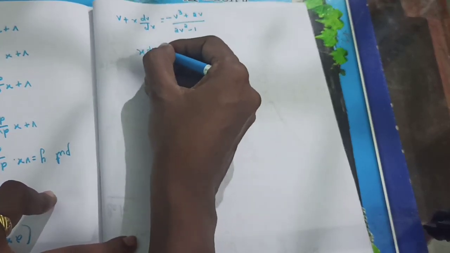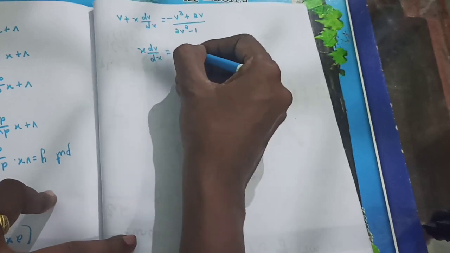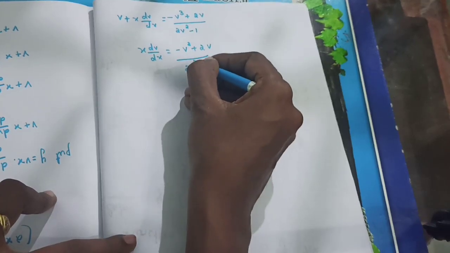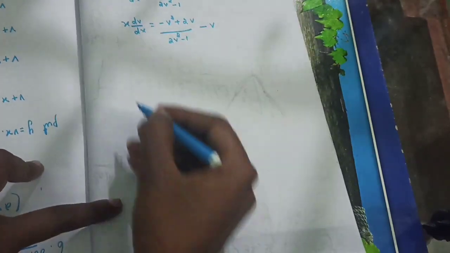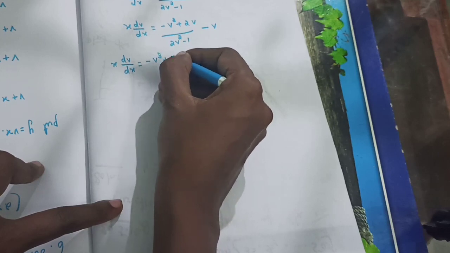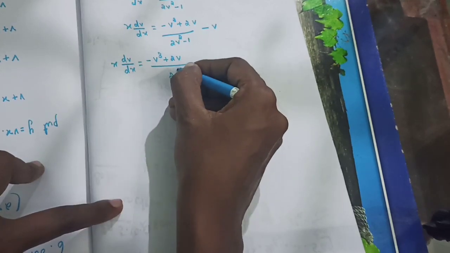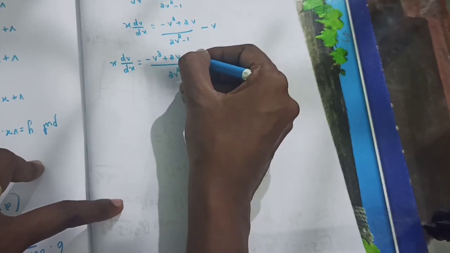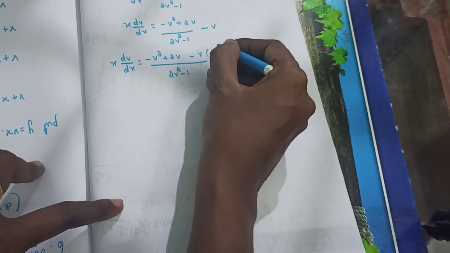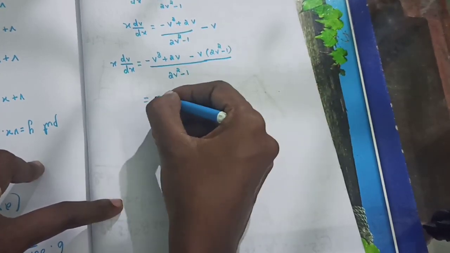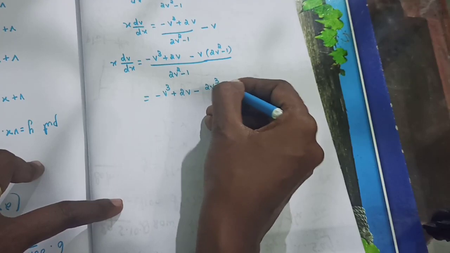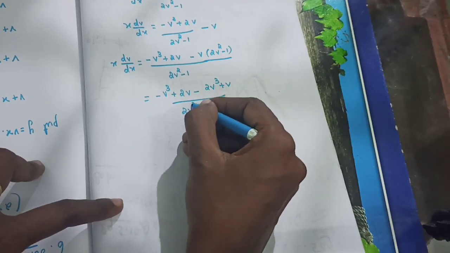Then next step, x into dv by dx is equal to minus v cube plus 2v divided by 2v square minus 1, minus v. Now take the LCM. 2v square minus 1 is the LCM. So minus, we will multiply with v, so minus v into 2v square minus 1. Simplify: that is minus v cube plus 2v minus 2v cube plus v, divided by 2v square minus 1.